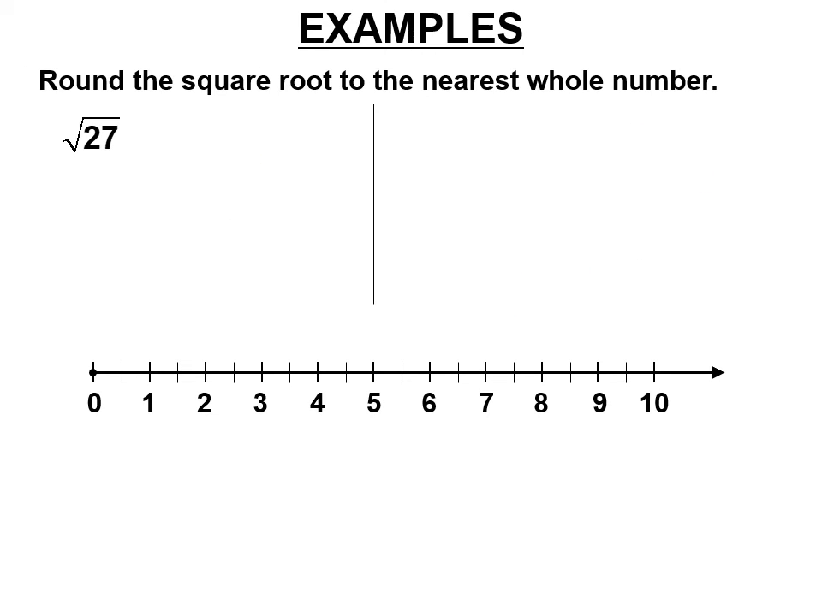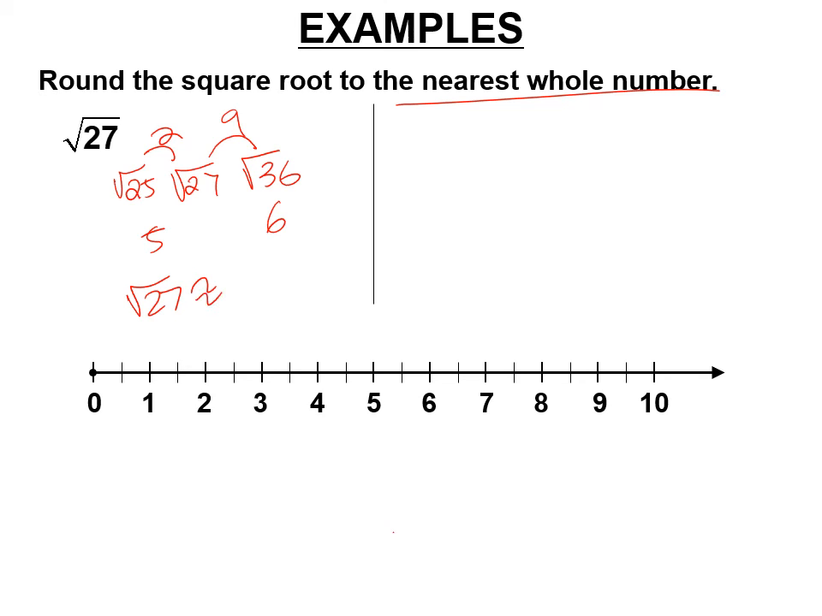All right, so now we're going to round it to the nearest whole number. So that's what I just did. The square root of 27 is between the square root of 25 and the square root of 36. So which one is it closer to? Is it closer to 5 or closer to 6? Well, it's only 2 away there, and it's 9 away there. So the square root of 27 is approximately 5.